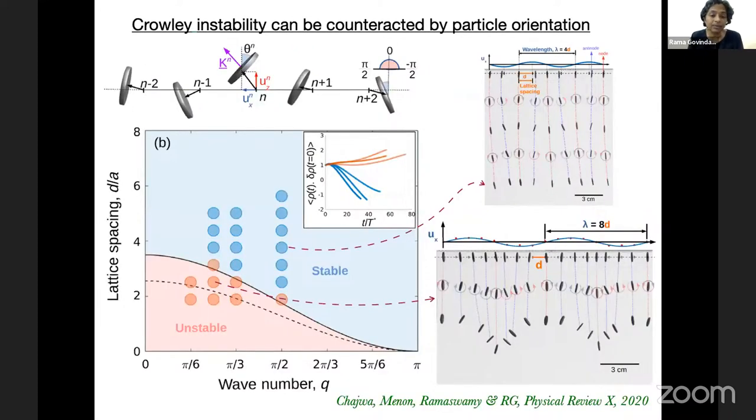Okay, so we solve that set of equations, x dot equals Ax, and we get this blue region to be neutrally stable, the pink region to be unstable, and these dots are the experimental points. And most rewardingly, you see that there's a high correlation. Basically, the experiment agrees with this simple theory. So we now have a bunch of wave numbers and some lattice spacing.